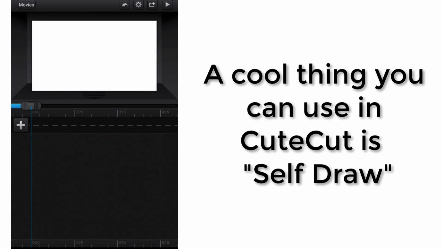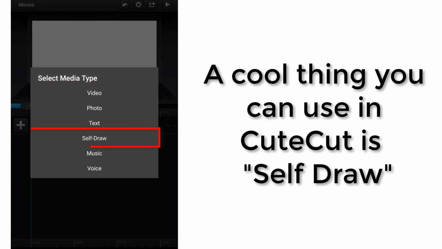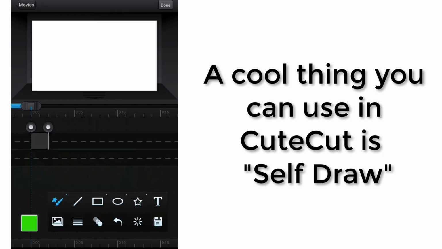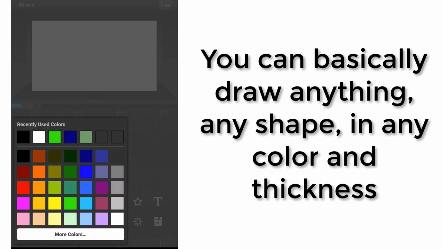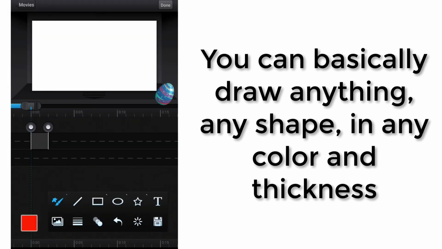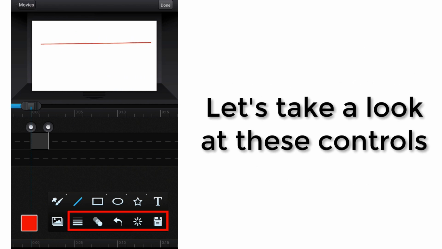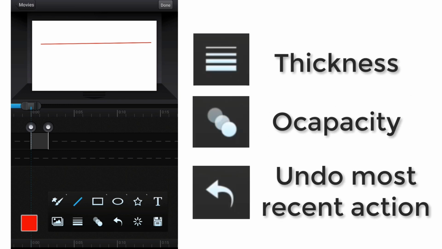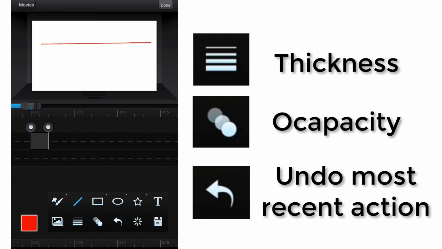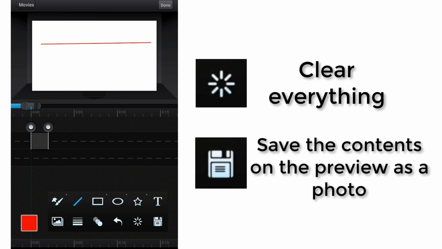A cool thing you can use in CuteCut is self-draw. You can basically draw anything, any shape, in any color and thickness. Let's take a look at these controls. The first one is thickness. The second one is opacity. The third one is undo most recent action. The fourth one is clear everything. The fifth one is save the contents on the preview as a photo.